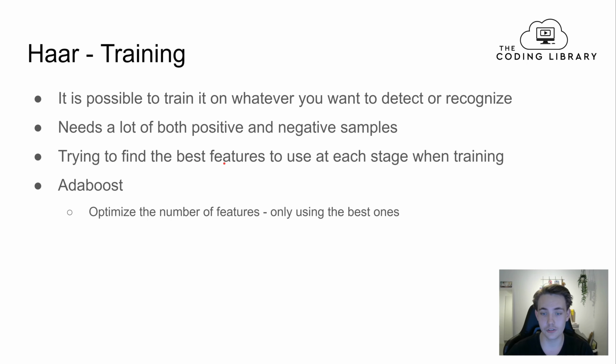So it's trying to find the best features to use at each stage of training. The training is divided into different stages, and we have features that are good for some stages. We use AdaBoost here to optimize the number of features, and we're only using the best features in each stage. So we might start off with a lot of different features, and then we take away a lot of the features that we don't want to use for the application that we're going to train on. The more stages we go through, the fewer features there are, and the more efficient our calculations and our time will be.